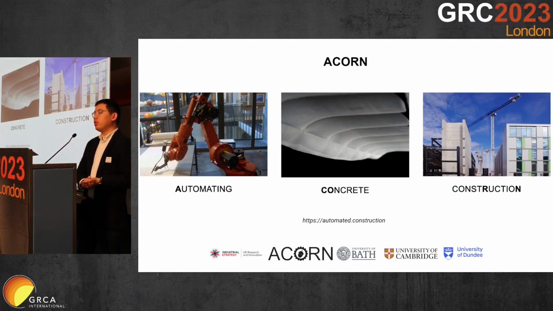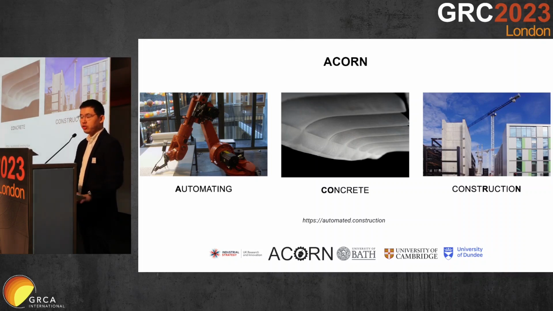This project is part of a larger UK Engineering Physical Science Research Council project called ACORN, which stands for Automating Concrete Construction. The focus is exactly as it says on the tin. We're trying to automate concrete construction. So how do we create more natural and less prismatic forms, such as free-form beams, shells, doubly curved structures, and how do we make that easier using digital fabrication methods that have seen a resurgence in structural and engineering practices?